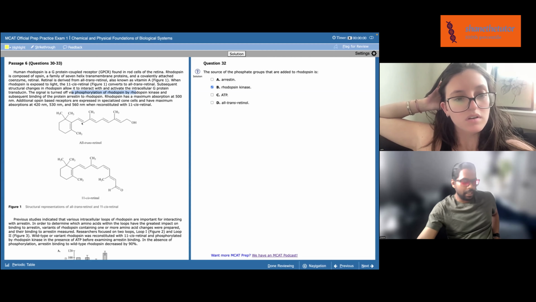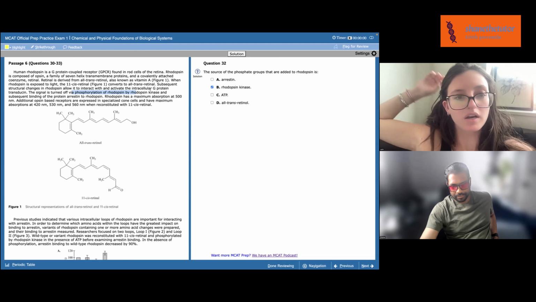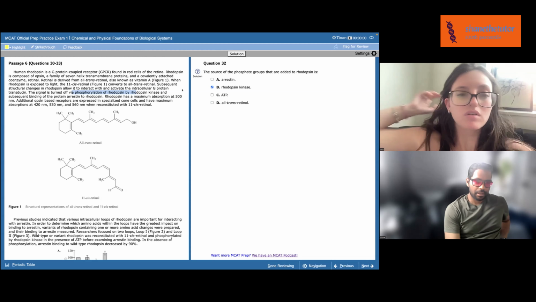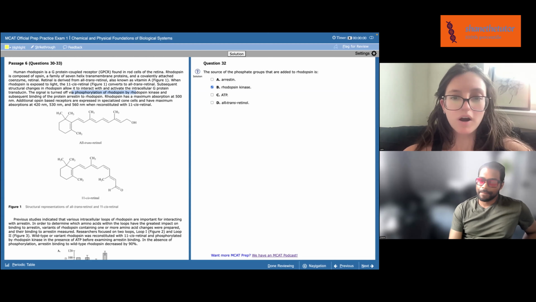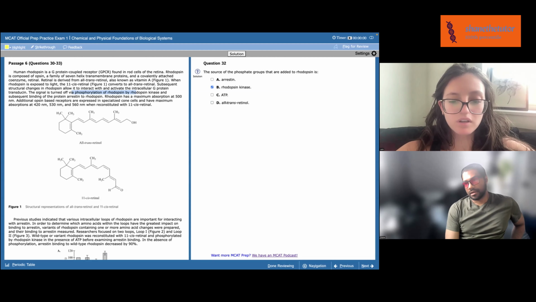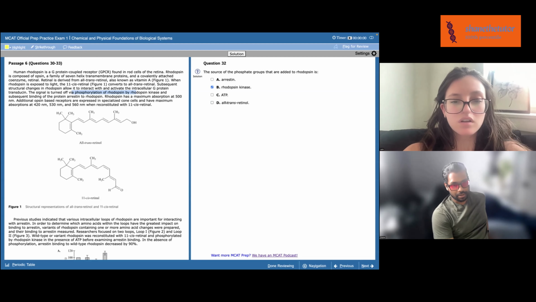But rhodopsin is phosphorylated by rhodopsin kinase, yeah, which is why I picked that answer to begin with, because that's what's phosphorylating it. Yep. Is there another thing that acts on it? Well, are they asking for what phosphorylates it? The source of the phosphate groups that get phosphorylated.